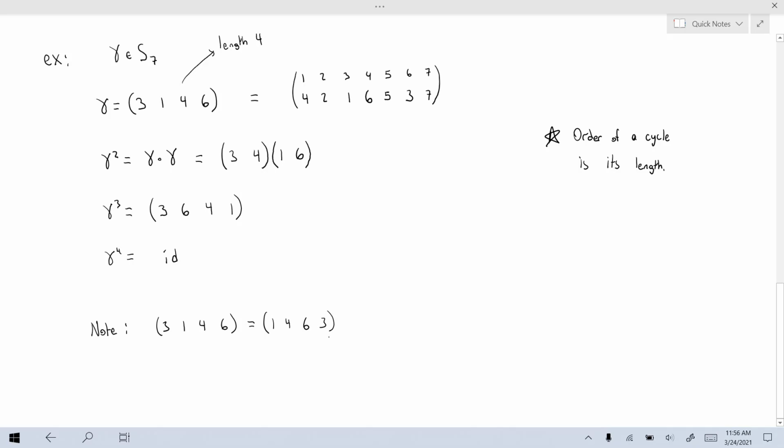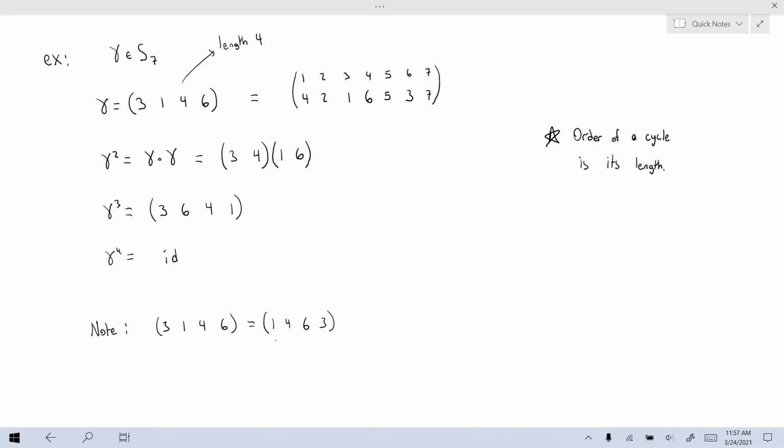So I want you guys to observe that these are actually the same thing. Why is it that they are the same? Well, both of them say that 1 maps to 4. Both of them say that 4 maps to 6. Both of them will say that 6 maps to 3. And both of them say that 3 maps to 1. And since 2, 5, and 7 are missing, both of them say that 2, 5, and 7 map to themselves.